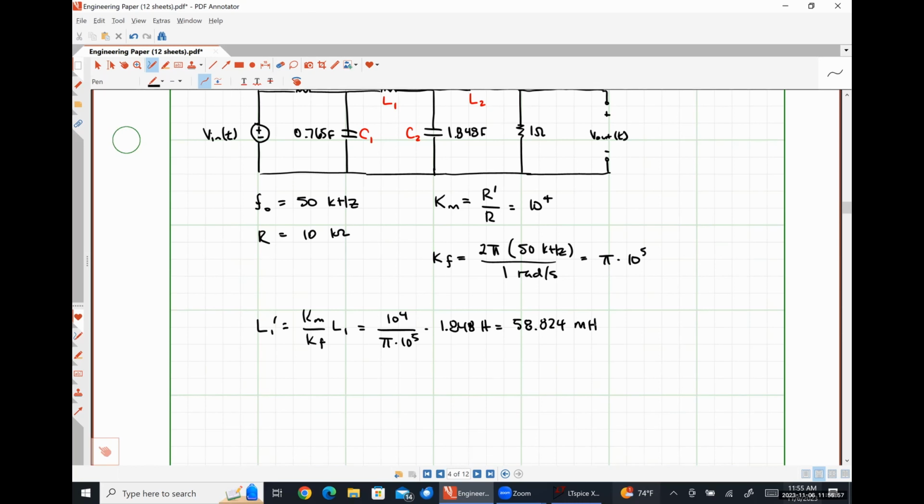10 to the 0 is 1. 10 to the 1 is 10. 10 to the 2 is 100. 10 to the 3 is 1,000. 10 to the 4 is 10,000. And then just to be clear, 2 times 50 is 100, so that's 10 to the 2 times 10 to the 3 is 10 to the 5.